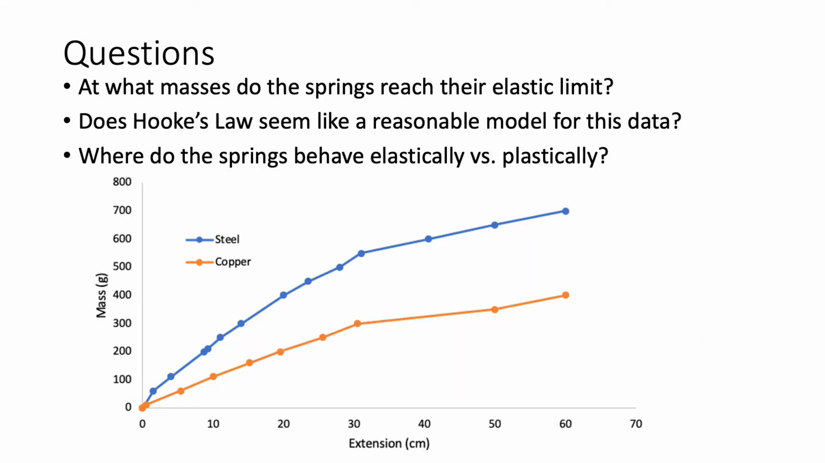Pause the video now to dissect this graph for the two springs and answer a few questions. First question, at what masses do the springs reach their elastic limit? Feel free to go back to the slide on plasticity for a reminder about how to identify the elastic limit. Second question, does Hooke's law seem like a reasonable model for this data? Feel free to go back to our slide on Hooke's law for a reminder about what Hooke's law looks like on a force versus extension graph. Third question, where do the springs behave elastically and plastically? If you need a reminder, the slides on plasticity and elasticity will have what you're looking for.